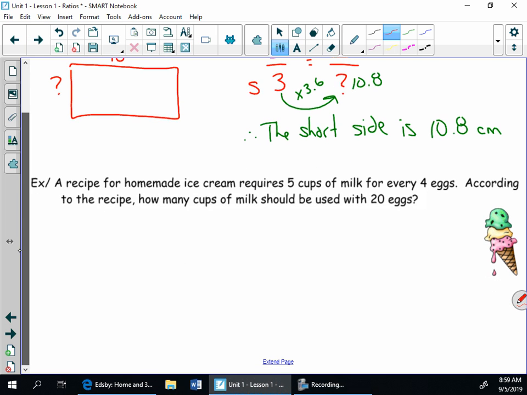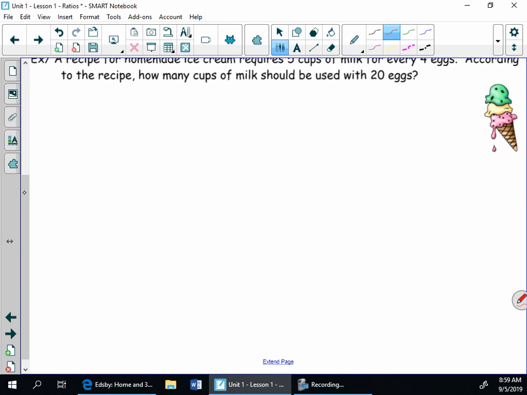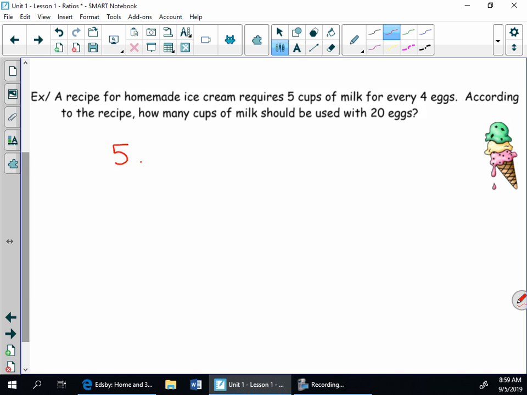The recipe for homemade ice cream requires 5 cups of milk for 4 eggs. That's a ratio. I can see that right there. 5 milk for 4 eggs. According to the recipe, how many cups of milk should be used with 20 eggs? Well, where's my 20 going to go? Well, eggs are on the bottom. Milk's on the top. It told me there's 20 eggs. This is what I'm missing.